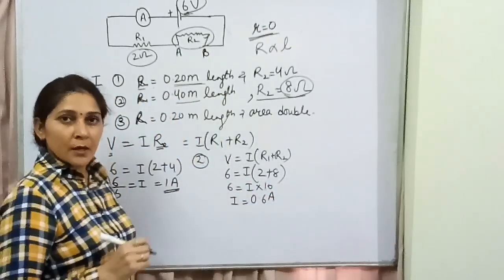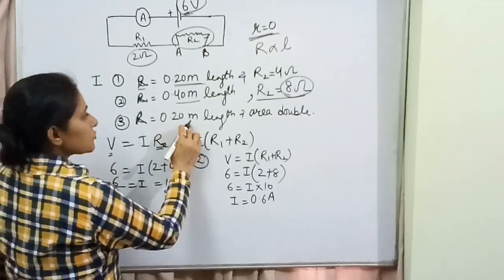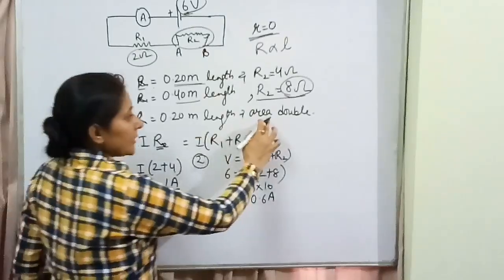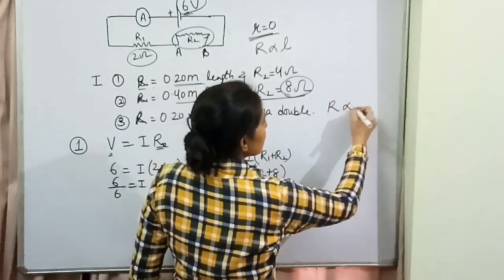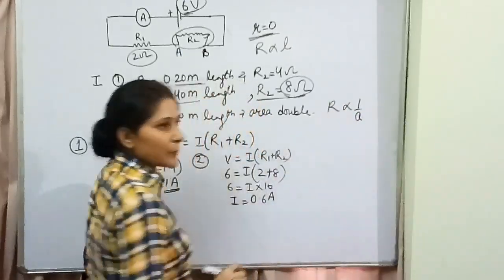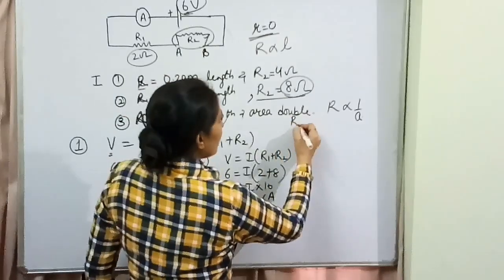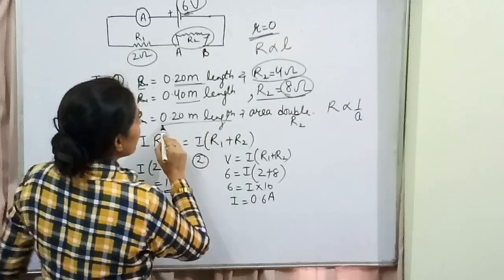This is the second part. In the third part, what they are saying is that the wire is of length 0.2 meter only, but the area of the wire is doubled, and we are aware that resistance is inversely proportional to area. If the area is doubled, the resistance will be half. So now R2 will be half of this. Why half of this? They are talking about the same length.